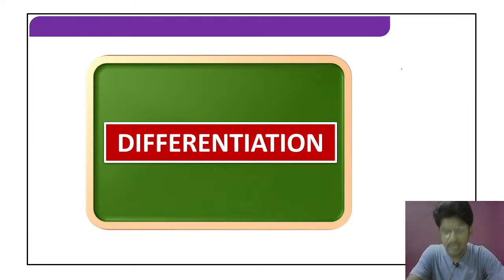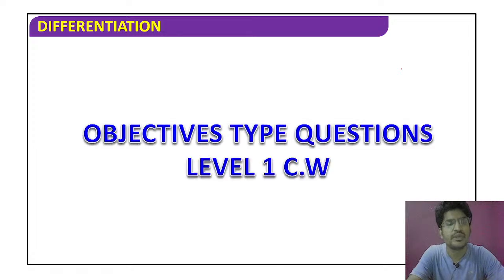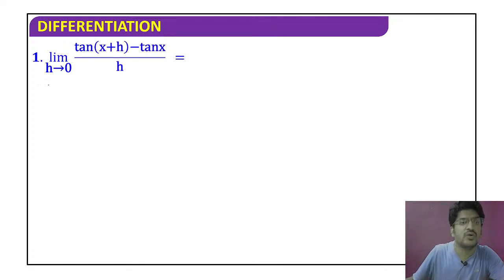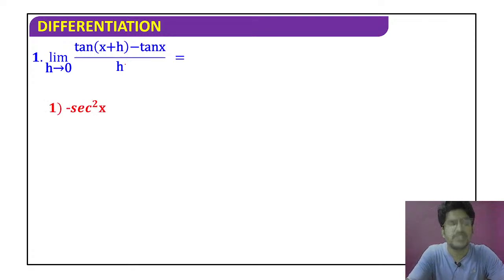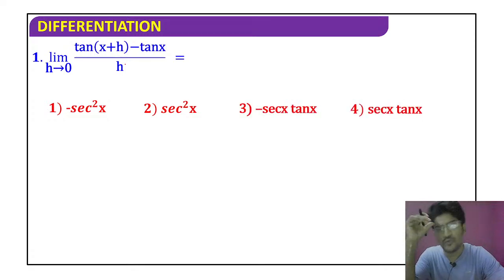Okay. So in this differentiation, first we shall go with our first problem, that is limit h tending to 0, tan of x plus h minus tan x divided by h is equal to: first option, minus secant squared x; second option, secant squared x; third option, minus sec x into tan x; and fourth option is positive sec x into tan x.